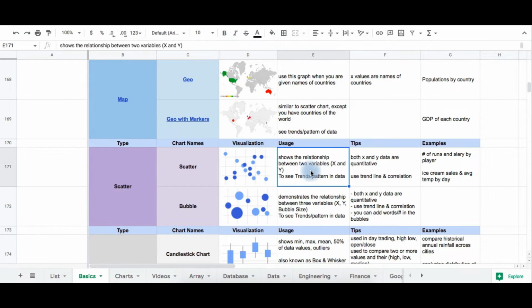So a scatter chart shows the relationship between two variables, which is x and y, and where the points lie within that. And the bubble chart demonstrates the relationship between three variables: x, y, and the size of the bubble. And these are usually used to show trends and patterns in the data. So let's look at some examples.